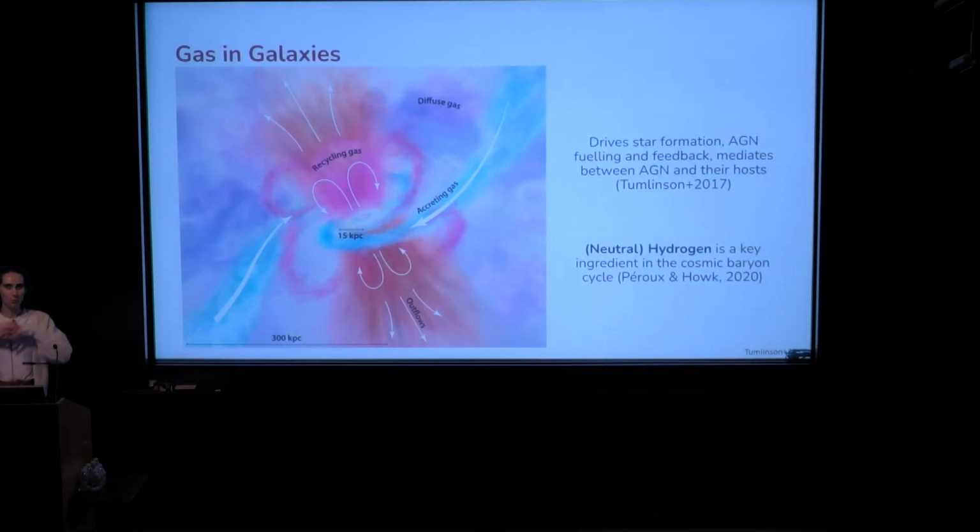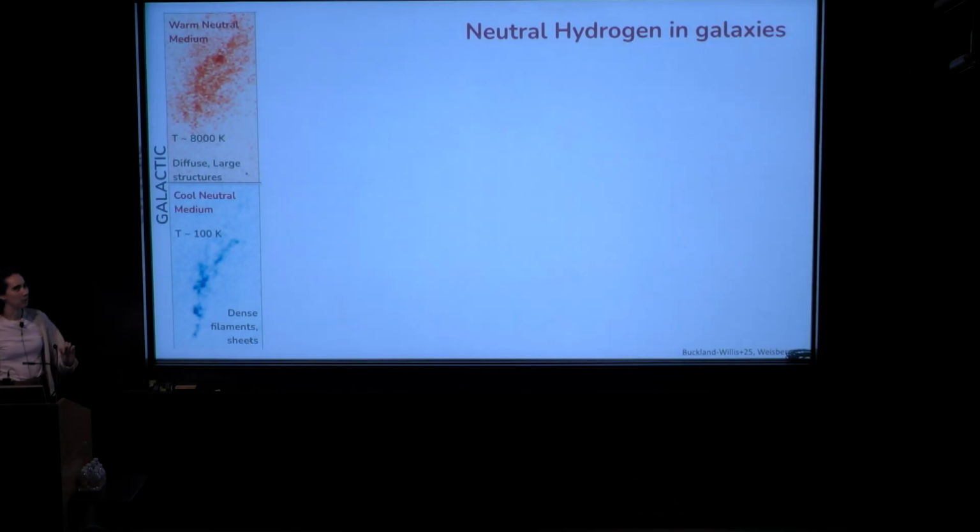So just to give you the big picture overview of what I'm interested in, it is in general gas in galaxies, which is responsible for everything from star formation to AGN fuelling and feedback and mediating the interactions on these different scales between the AGN and its host galaxy. Hydrogen, as the most abundant element in the universe, is of course a very big part of this gaseous picture of galaxies and their interactions.